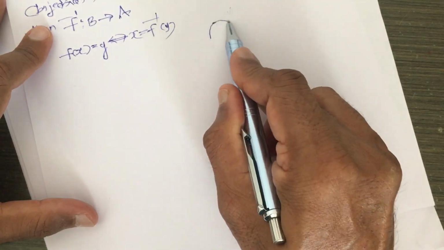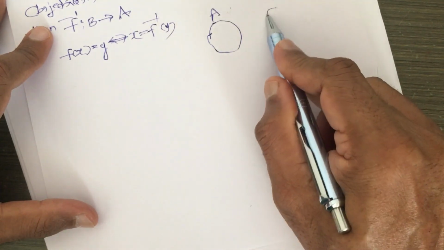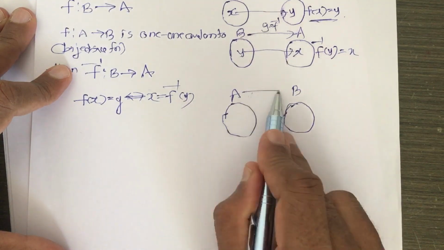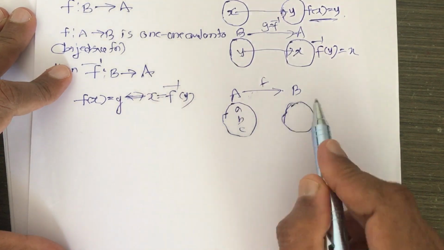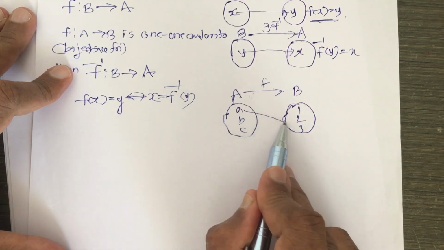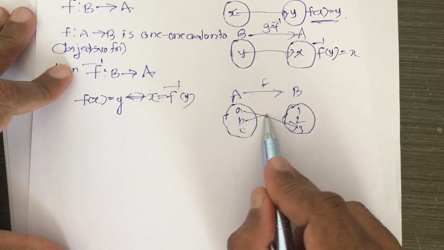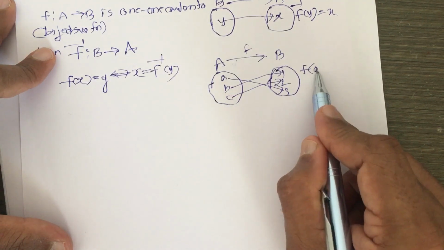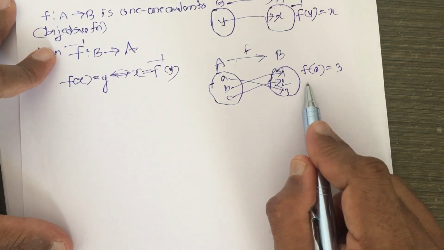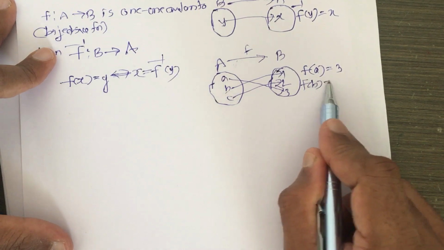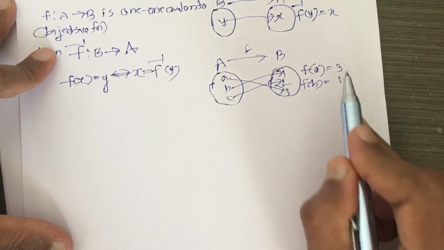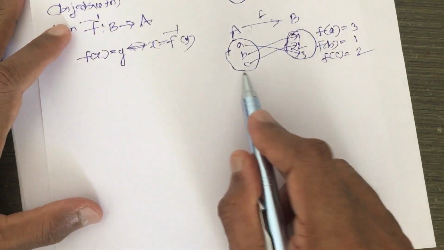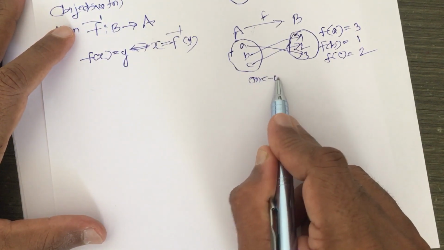For example, I take here this set A, here this set B, and f is a function from A to B. I take here a, b, c and 1, 2, 3, a related to 3, b related to 1, and c related to 2. Then here f of a is equal to 3, f of b is 1, and f of c is equal to 2. Then this function is one-one and onto.